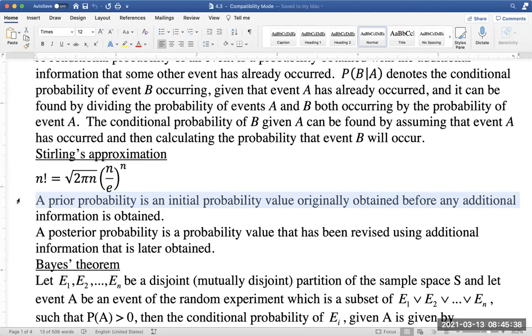An a priori probability is an initial probability value obtained before any additional information is attained. An a posteriori probability is a probability that has been revised using additional information that is later gathered.